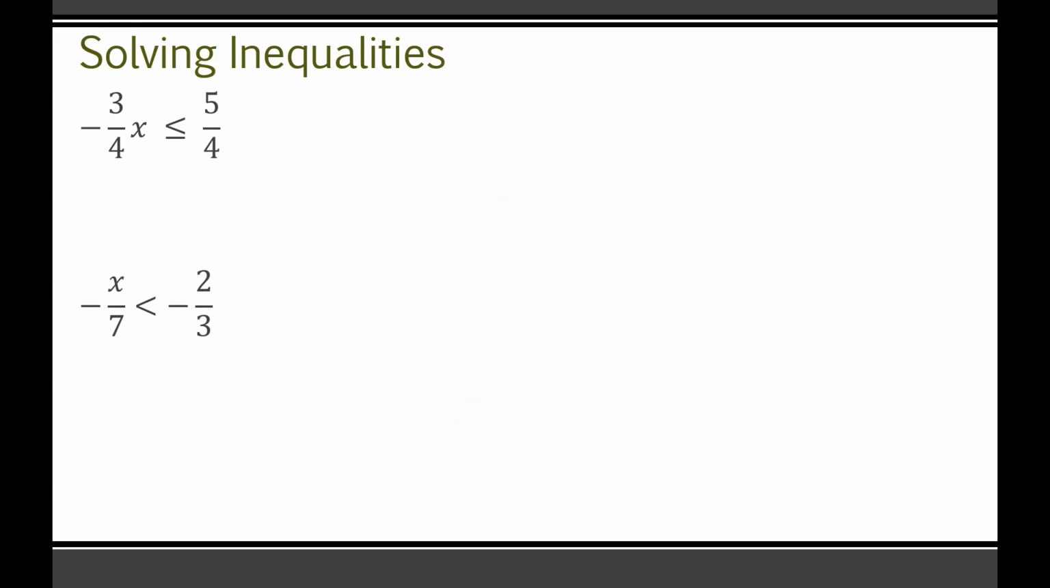So if you felt up to it and you did it, kudos to you for trying. If you didn't, that's okay, we're still learning. So negative 3 over 4x is less than or equal to 5 over 4. We want to get x totally by itself here.